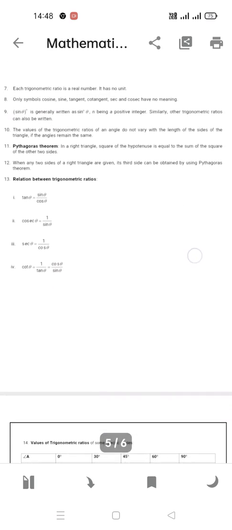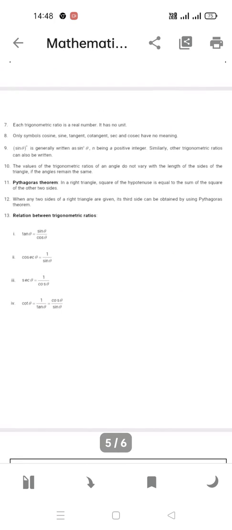Now the 7th point: each trigonometric ratio is a real number. It has no unit. What is the meaning of it? Each ratio, whether it is cos, tan, anything, should not be a negative value, should not be an integer value, and should not be a variable or anything like this. It should be a real number and it has no unit.